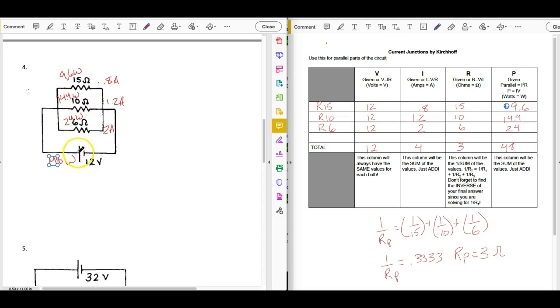Now that we have the power in each one and we know the total power in the circuit, we're essentially done. Let's go back to bulb brightness again, and let's notice that the 15 ohm bulb here is the dimmest bulb. So this one is the least bright, or its brightness is low. We also know that this one is going to have a medium brightness, and this one is going to be the brightest, or it has a very high value for how bright it is. And that is a parallel circuit, and that is using the current junctions by Kirchhoff.